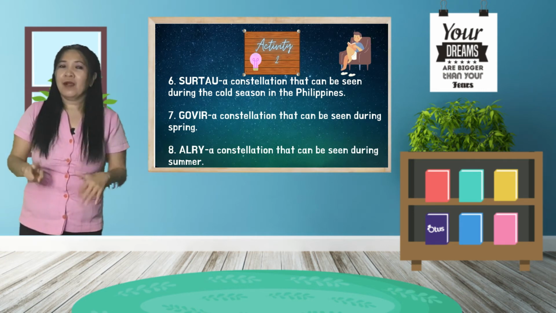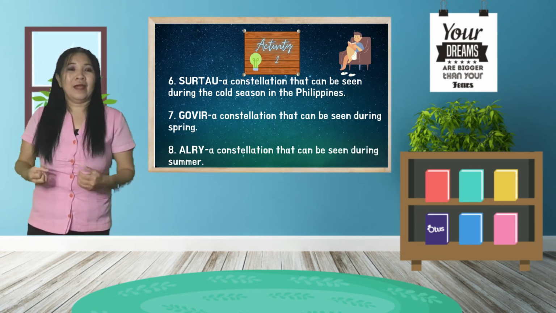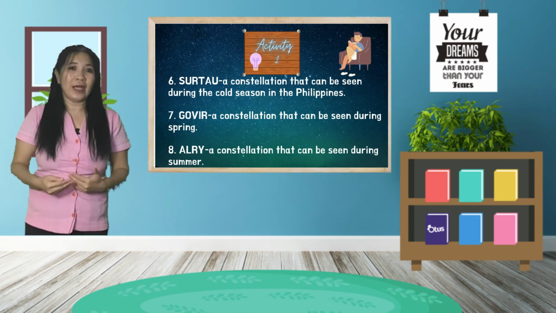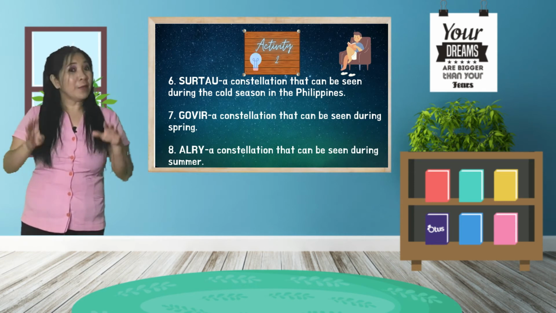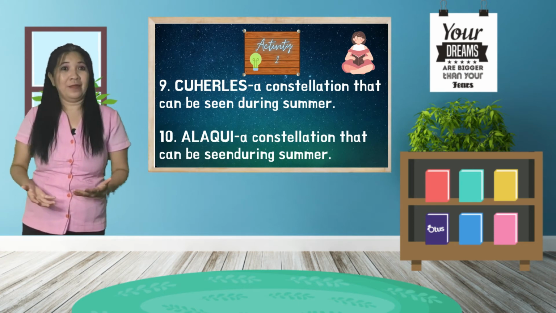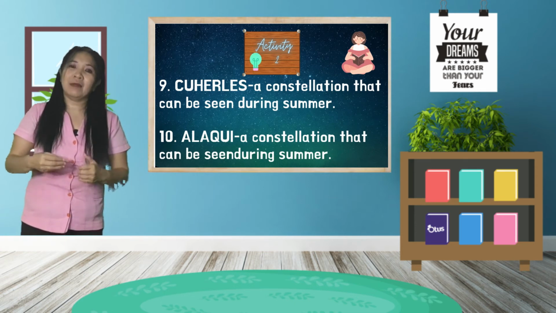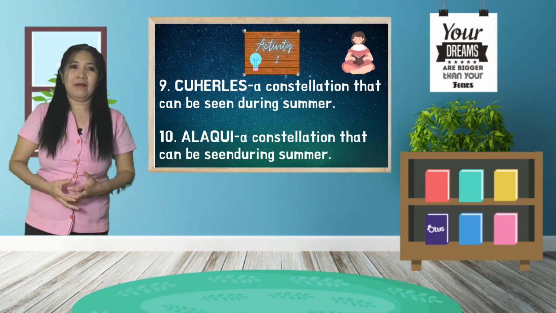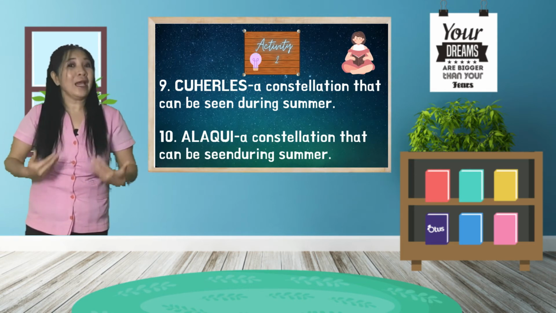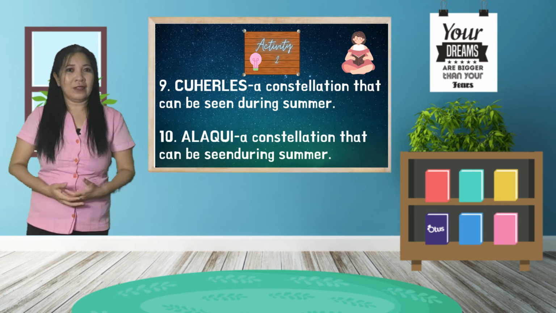Number 7, it is a constellation that can be seen during spring. Number 8, it is a constellation that can be seen during summer. Number 9, it is a constellation that can be seen during summer again. While the last one, number 10, it is a constellation that can be seen during summer. So, great job, students! You were able to unscramble the letters and find the right name of the constellation.